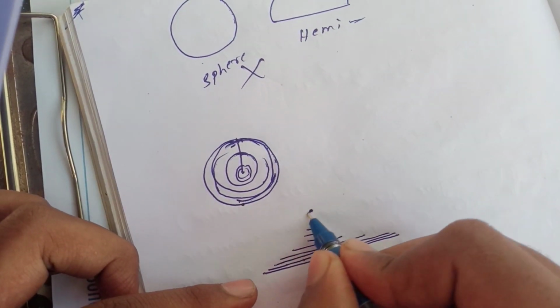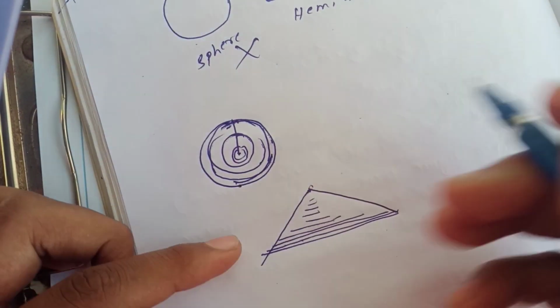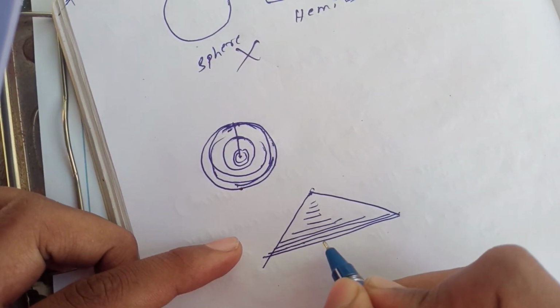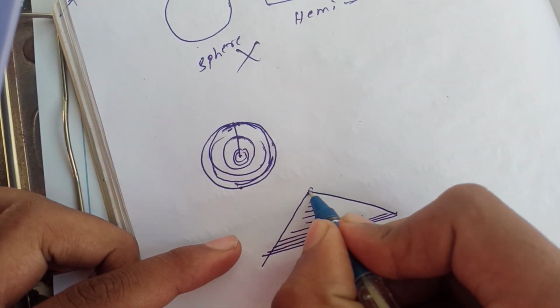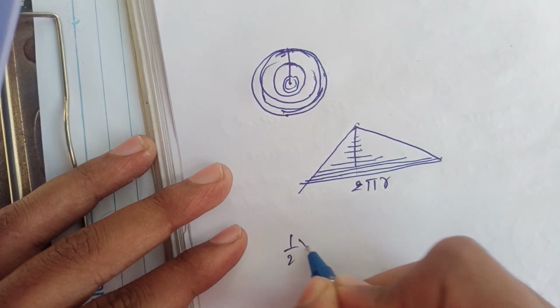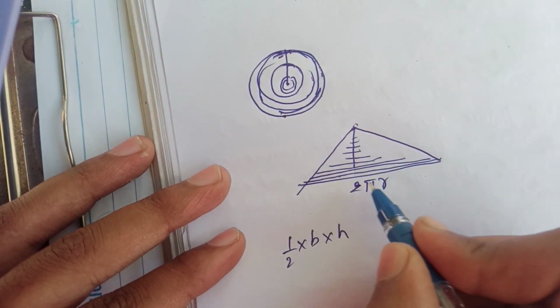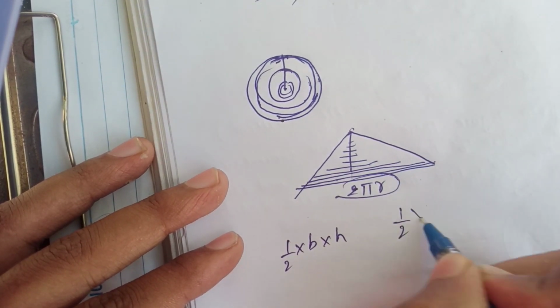So what you can see is a triangle formed here. The last base would be 2 pi r, and the area of a triangle is 1 by 2 into base into height. So what is the base here? Base is 2 pi r. So 1 by 2 into 2 pi r into height.